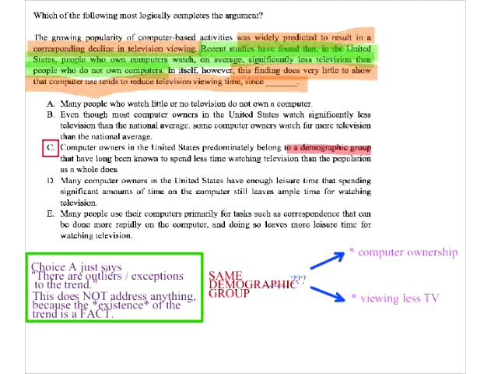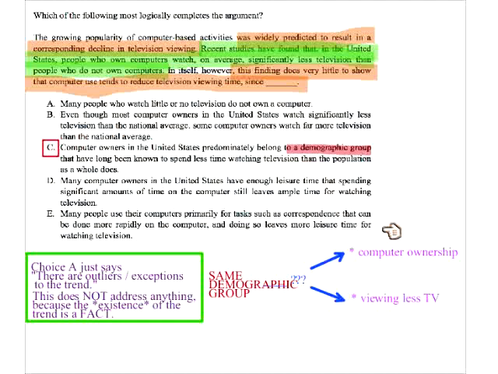Choice E. Many people use their computers primarily for tasks. What E does is E just says it leaves more time in which these people could watch TV, but they still don't do it. So this doesn't really address the issue.